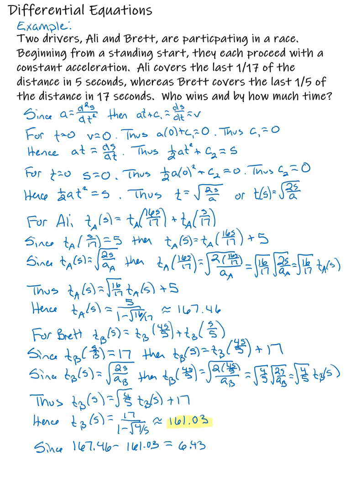Well, it looks like this 161 is the lower time, and that's what we're looking for. That's how you win the race, with a shorter time. So it looks like Brett wins by 6.43 seconds.